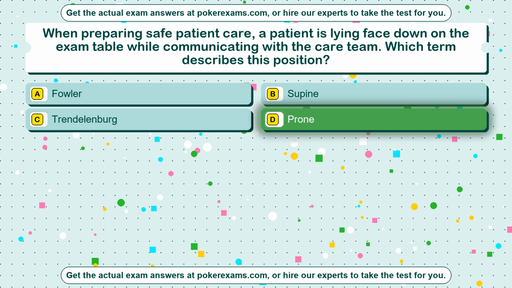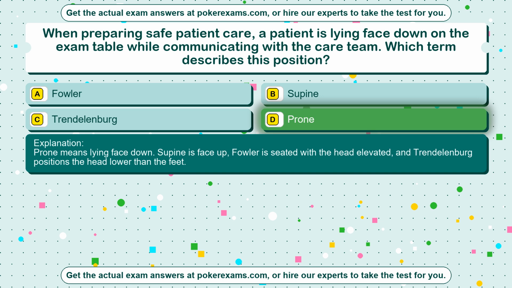The correct answer is option D, prone. Prone means lying face down. Supine is face up. Fowler is seated with the head elevated, and Trendelenburg positions the head lower than the feet.